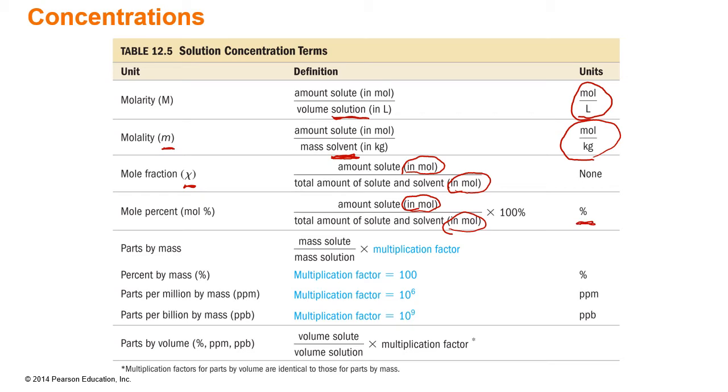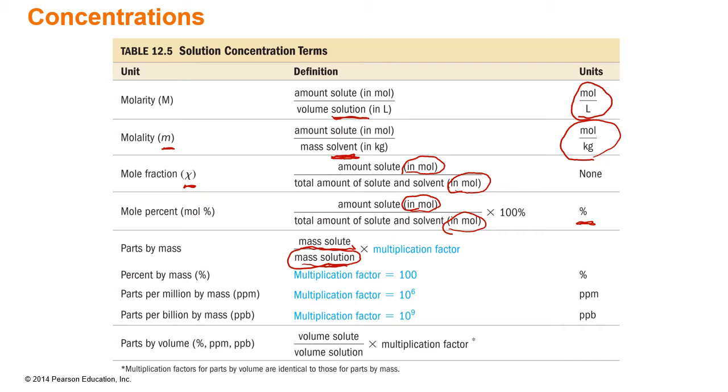Then we get into parts. So we can do parts by mass. We can do percent by mass, parts per million, and parts per billion. These are frequently abbreviated: parts per million is ppm, parts per billion is ppb. In these cases, when we're looking at mass, we take the mass of the solute over the mass of the solution. So now again, we're back to solution. The only difference between these is the multiplication factor. If we're doing percent by mass, our multiplication factor is 100. If it's parts per million, 10 to the 6th, which is a million. And if it's parts per billion, it's 10 to the 9th, which is a billion.